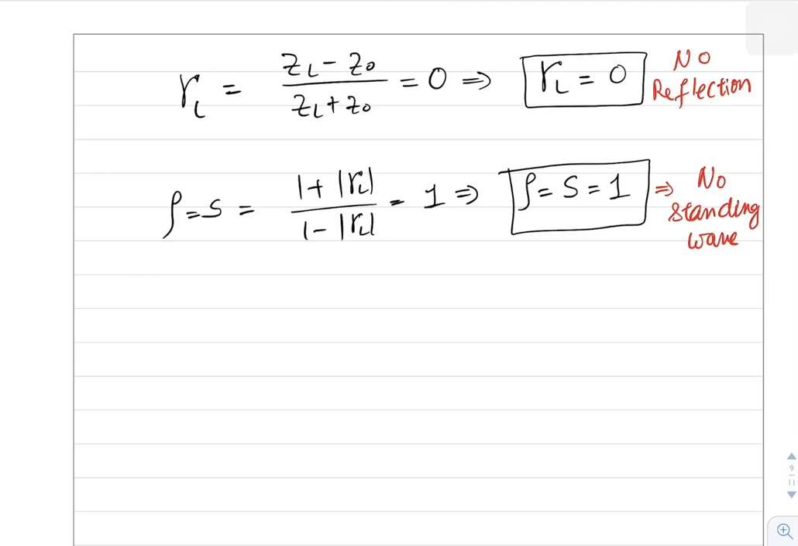These are the three important conditions on a transmission line which are used for us to design a transmission line system.